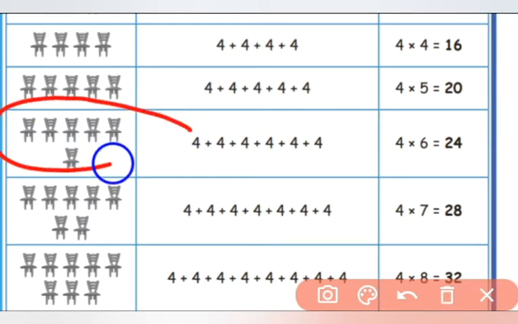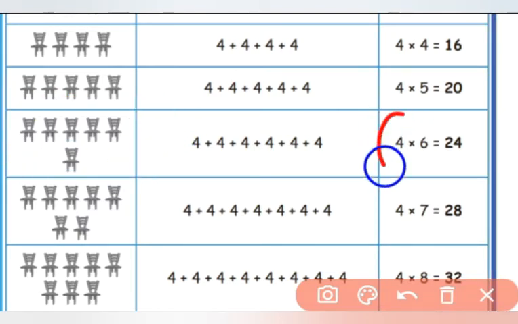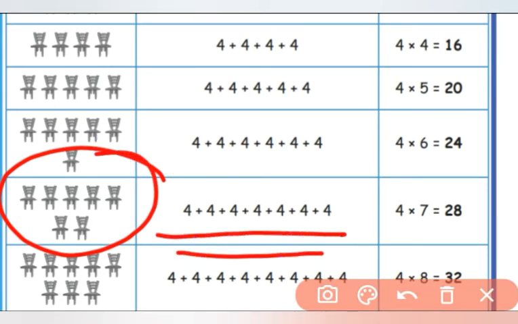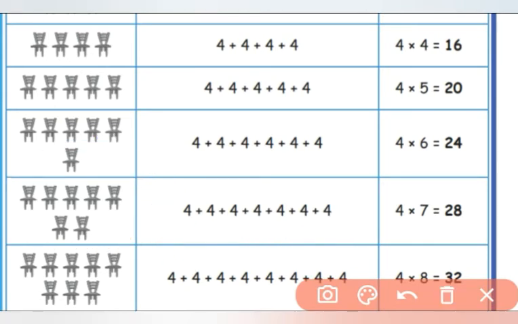See, next, 6 times 4. 4 legs, 6 chairs. The total number of legs is 24. The multiplication fact is 4 into 6 is equal to 24. See, 7 chairs. Each chair has 4 legs. The number of chairs is 7. The total number of legs is 28. The multiplication fact is 4 into 7 is equal to 28.